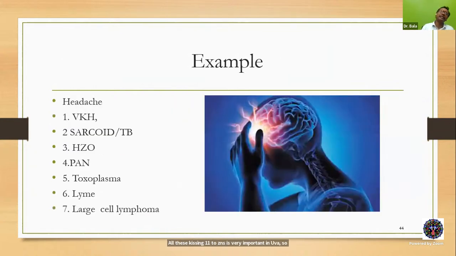So for example, headache could commonly happen in VKH, sarcoid, or tuberculosis. Herpes zoster ophthalmicus is frequently associated with neuralgic, severe, lancinating pain, and we need to pay attention to treat the neuralgic part of the herpes zoster as well. PAM can again have a severe form of arteritic headache. Toxoplasma, as I said, and Lyme can again have associated CNS symptoms. Large cell lymphoma or other CNS lymphomas, masquerades, can have a severe form of headache. So starting from common to uncommon entities, we need to entertain the possibilities. Even a minor complaint like headache is very relevant in uveitis.